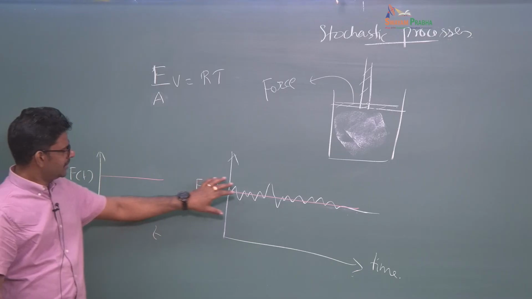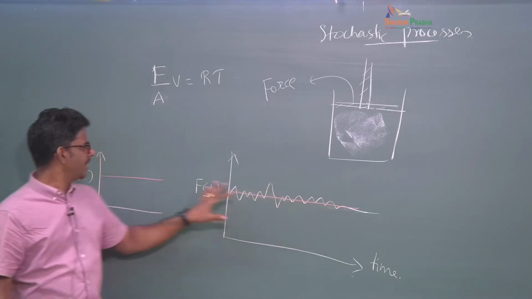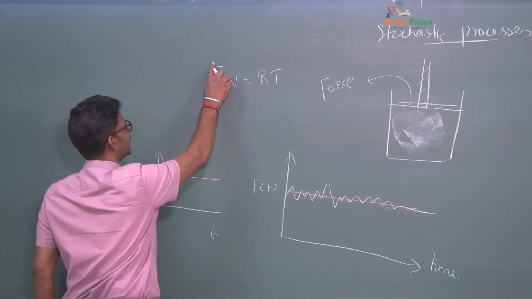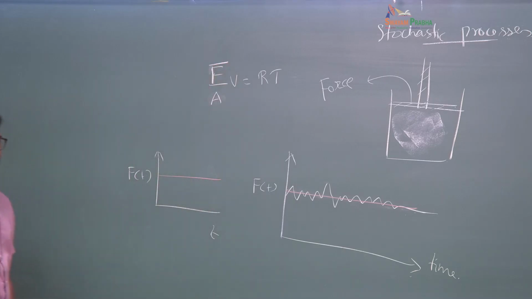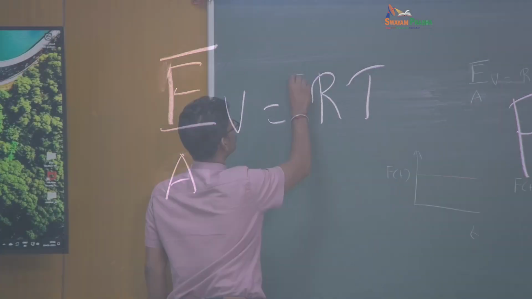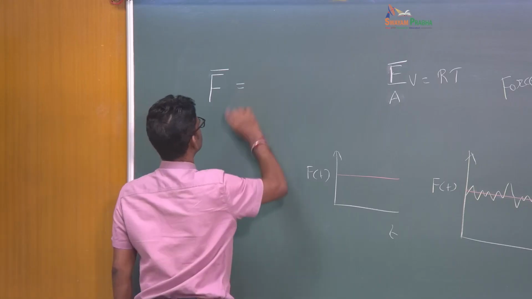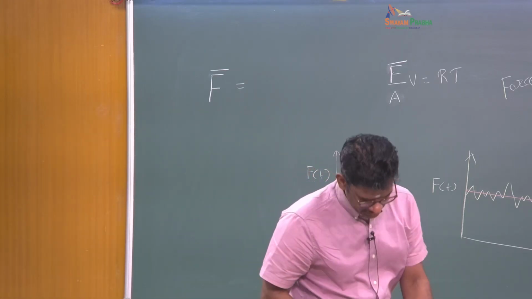The question is, the fluctuations are not too big, okay, and you are okay with the average behavior. Okay, so then this force that I have here, I should say this is a time averaged force. Okay, and we say that's time average force, F bar.